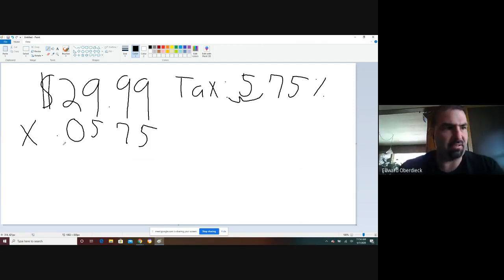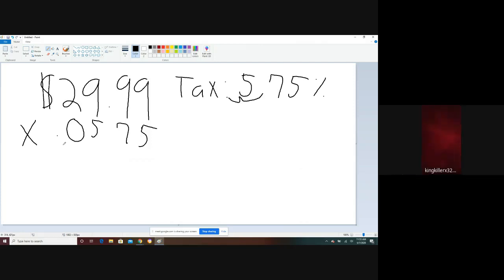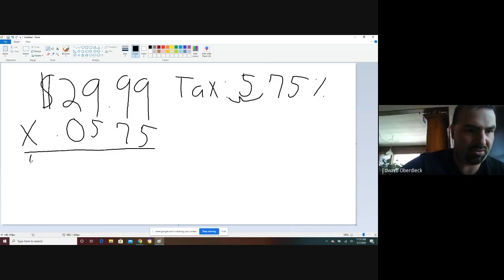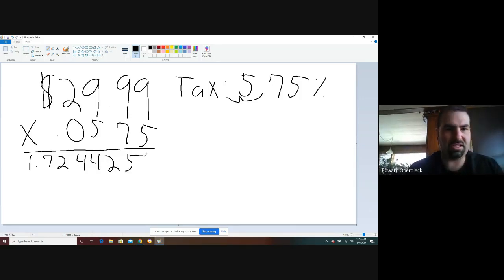Cool. All right, so now let's take $29.99 and multiply it by 0.0575, and the answer displayed on my calculator normally is this: 1,724,425, ignoring the decimal. That's the answer normally.